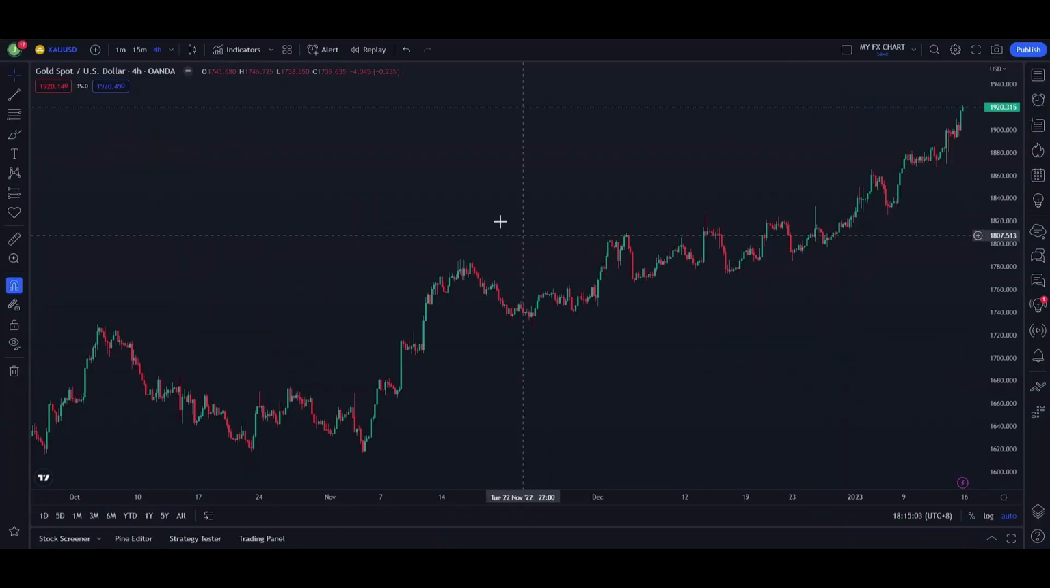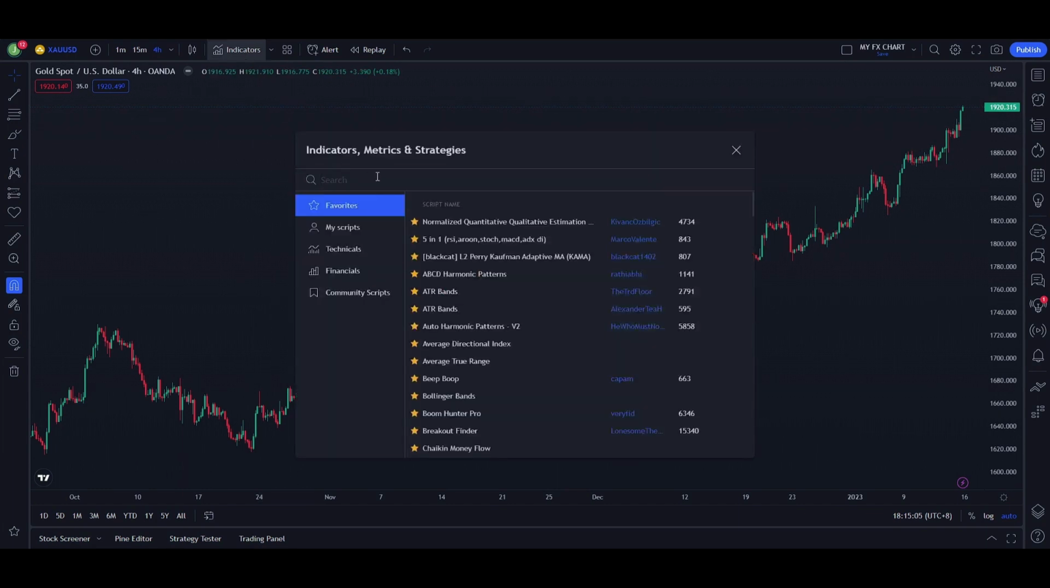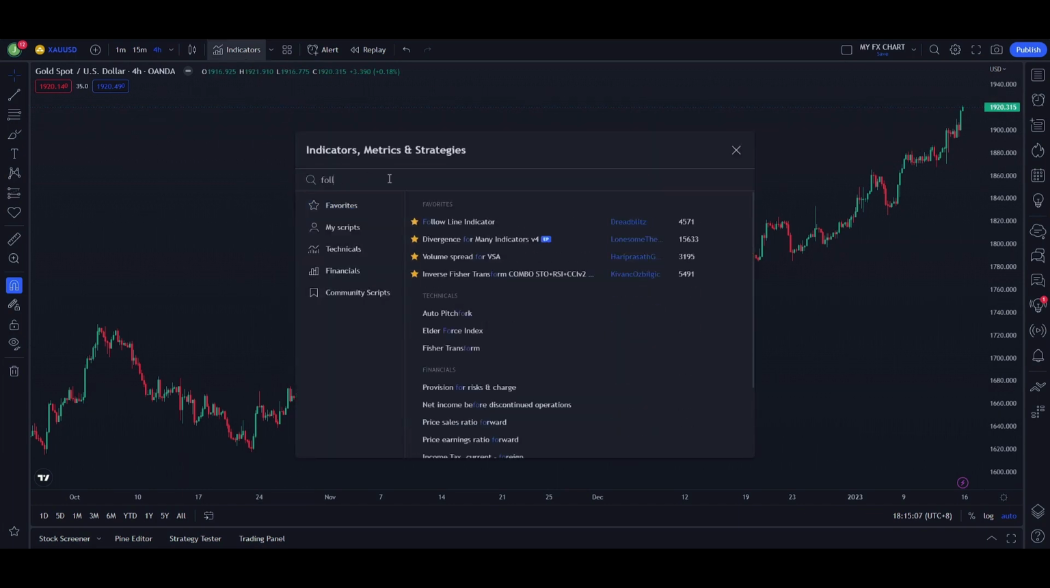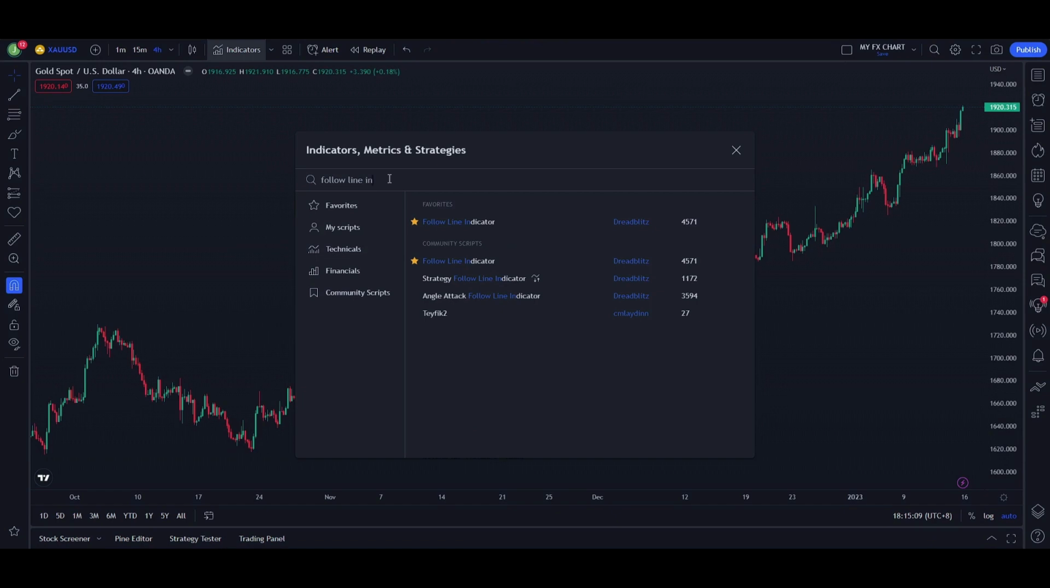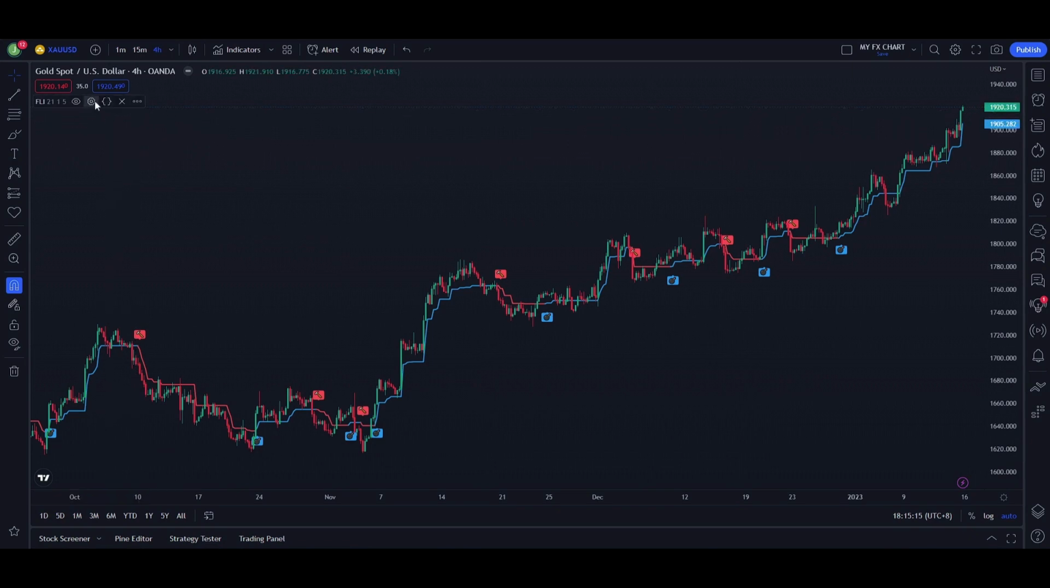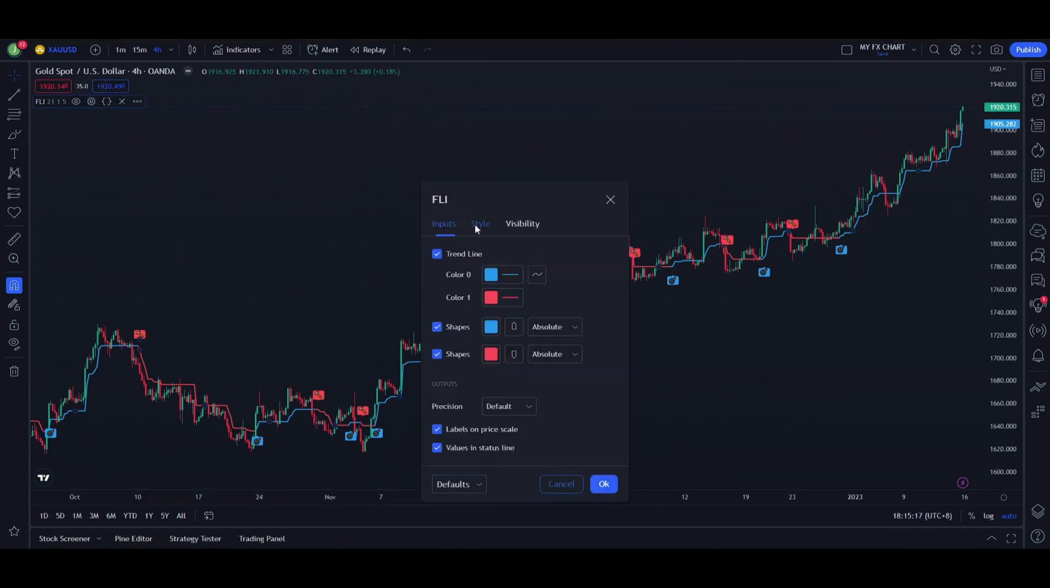We'll be heading over to the indicators section and searching for the Follow Line indicator, and selecting the one at the top by TradeBlitz. In the Style tab, we'll be changing the shape to below the bar and the second one to above the bar.